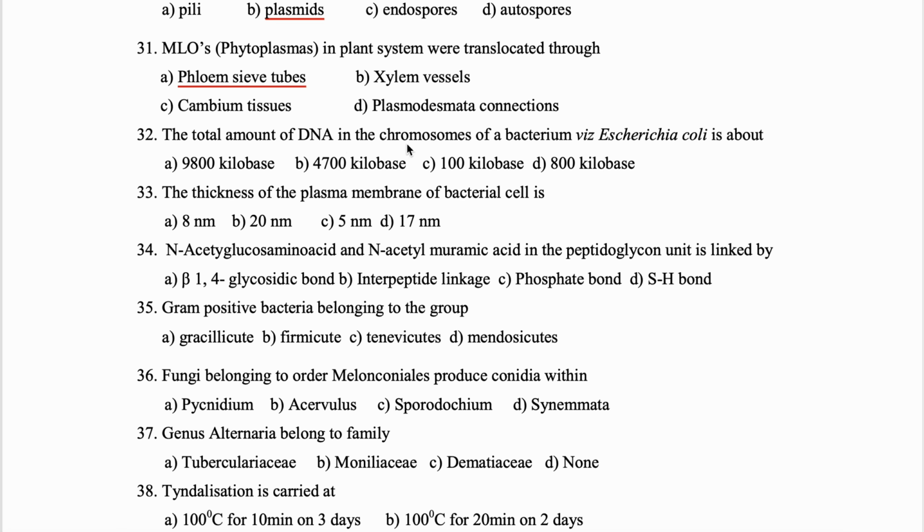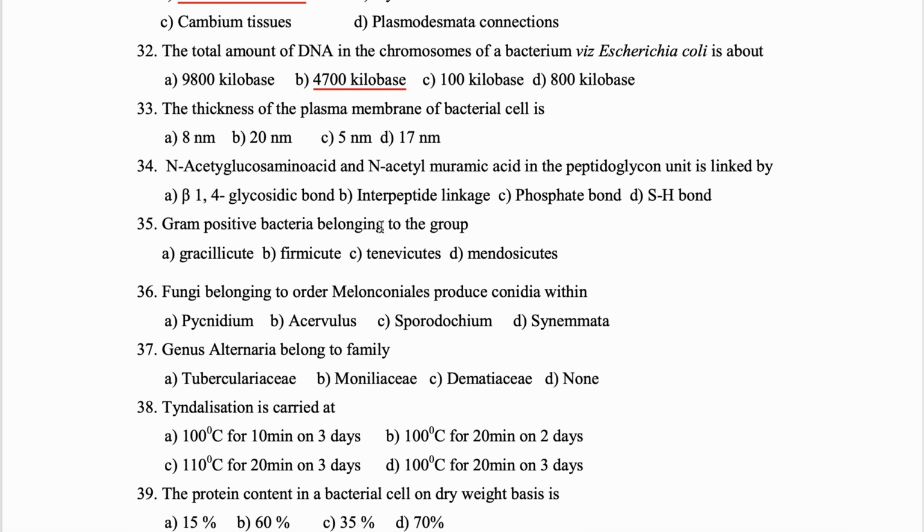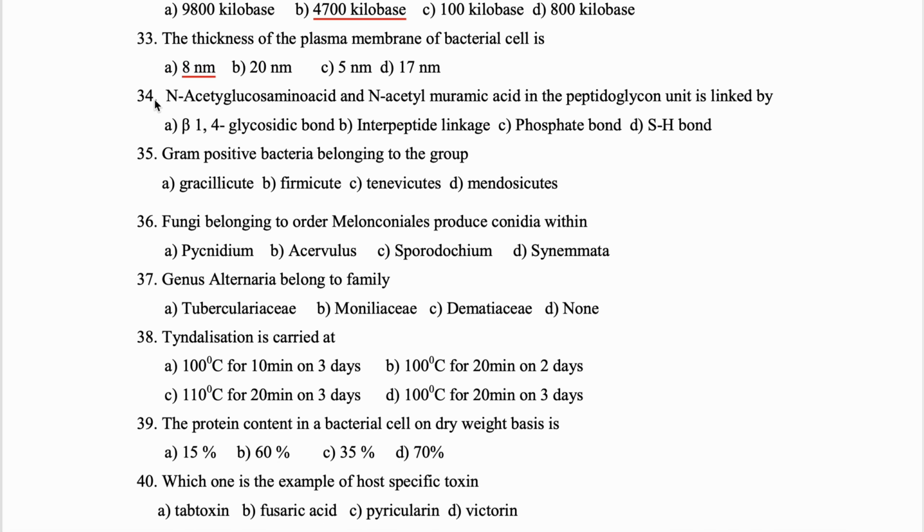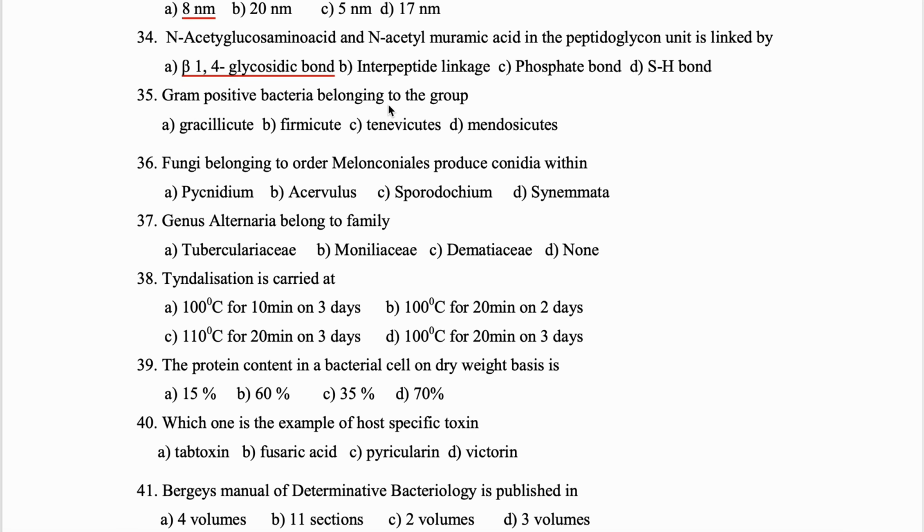The total amount of DNA in the chromosome of a bacterium, that is E. coli, is about 4700 kilobase. Question 33. The thickness of the plasma membrane of a bacterial cell is 8 nanometer. Question 34. N-acetyl glucosamine and N-acetyl muramic acid, that is the NAG and NAM, in the peptidoglycan unit are linked by beta 1,4-glycosidic bond. Question 35. Gram-positive bacteria belong to group Firmicutes.